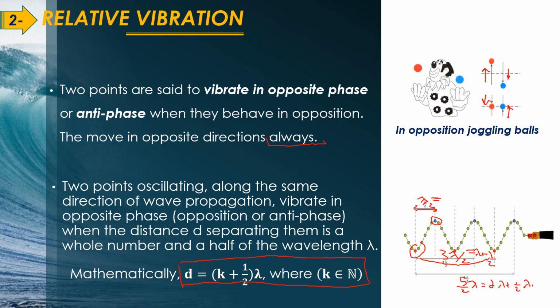What I like to mention is that d equals k lambda stands for in phase. So doing something similar to it, instead of introducing new ideas, when d is k plus half lambda, the points are said to be in opposition. Okay?